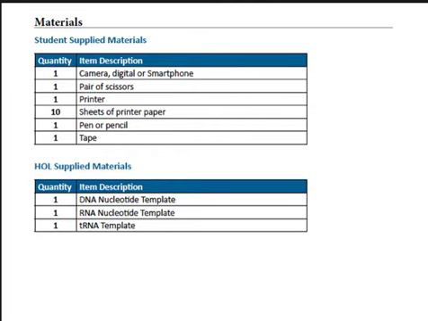The material that you'll need is shown here. You'll need camera, digital or smartphone to take pictures of your assembled models of transcription and translation. You'll need a pair of scissors. You'll need a color printer, or black and white will do if you don't have color. You'll need 10 sheets of printer paper, a pen or pencil, and Scotch tape. The hands-on lab kit will provide you the DNA nucleotide and RNA nucleotide templates and the tRNA templates. And again, those are files that you can download from the website.